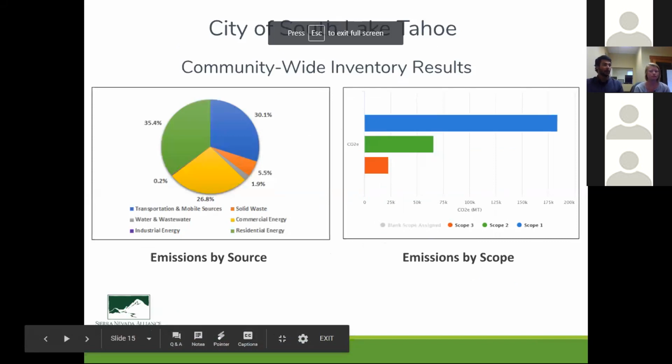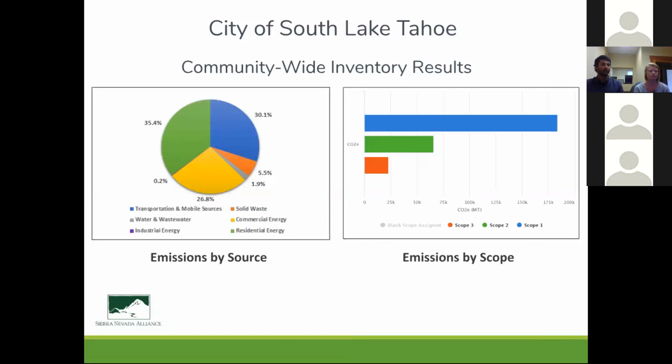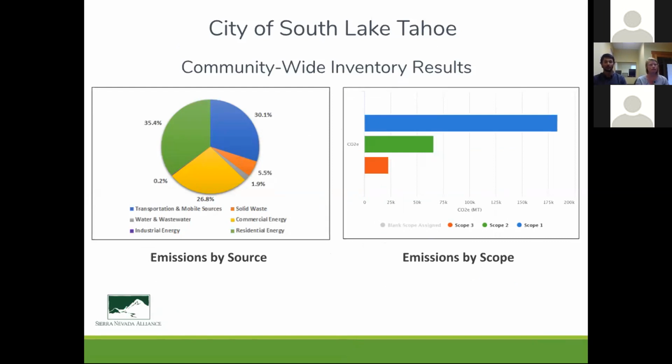So in our community-wide inventory, we started to get these results after many months of data collection. So it's been nice to actually churn out some results and see where these emissions are coming from. On the community-wide level, we found that the top producing emissions source was the residential energy sector. So this is homes, the heating and electricity there. This is closely followed by the transportation and mobile sources. And the third sector that was producing the most emissions was the commercial energy sector.